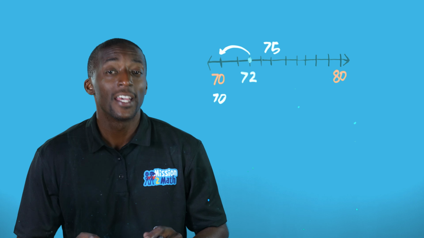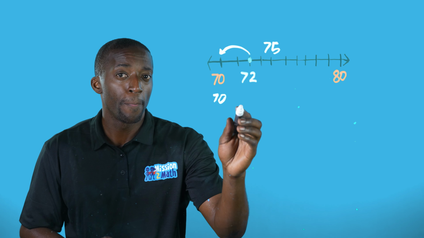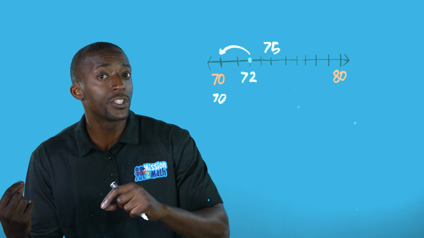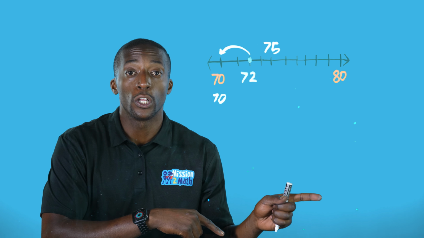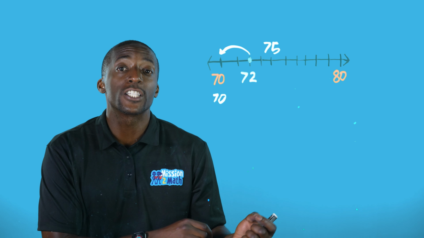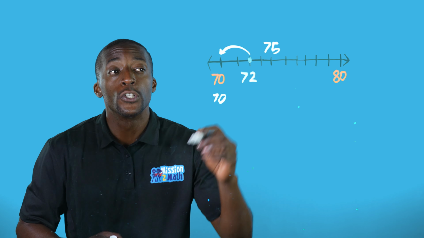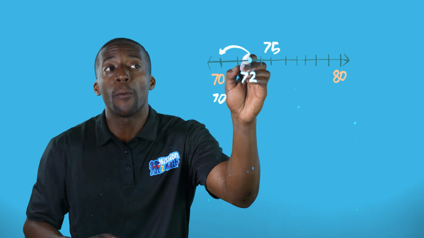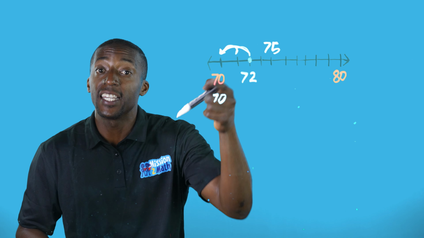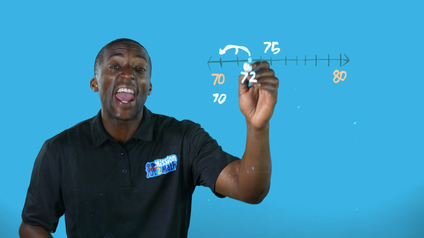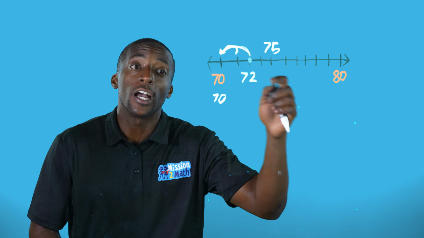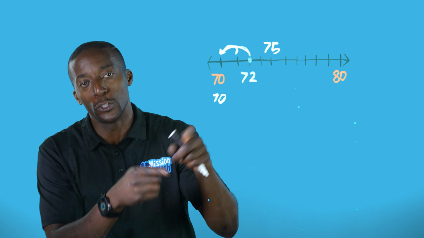Another way you can do this is by starting with the number you're given and counting back to the closest 10 and then counting up to the closest 10. Whichever one is closer is what you would round to. So if we started at 72, we would count back 1, 2 to get to 70, but we would have to count 8 more to get to 80, again showing that 72 is closer to 70.